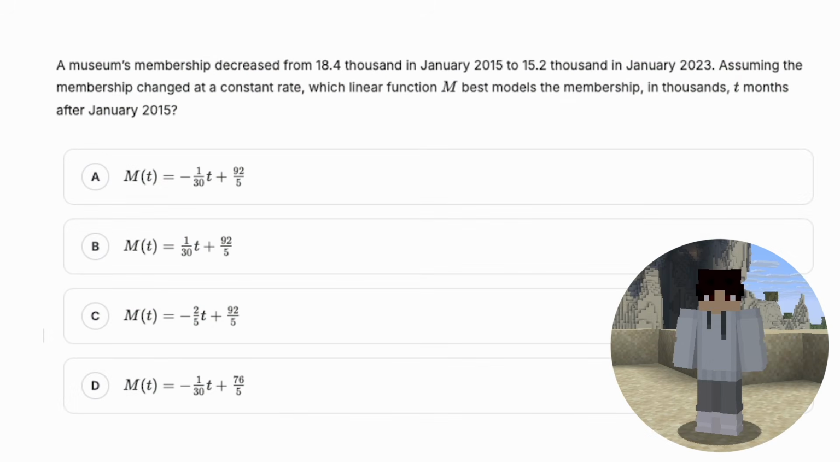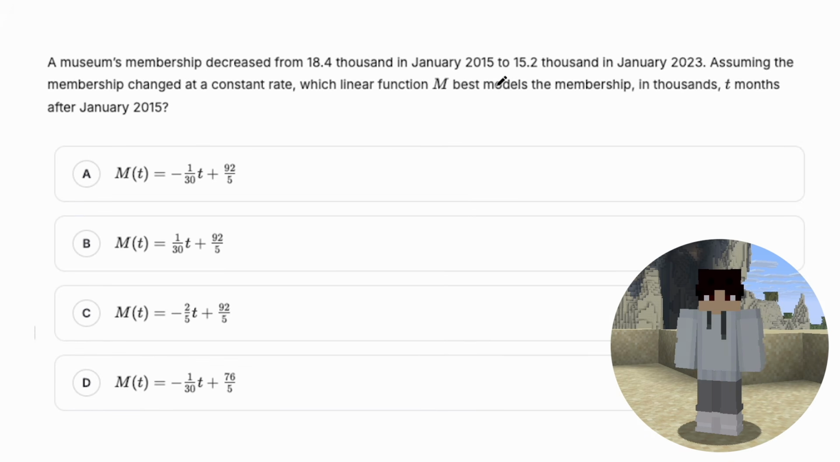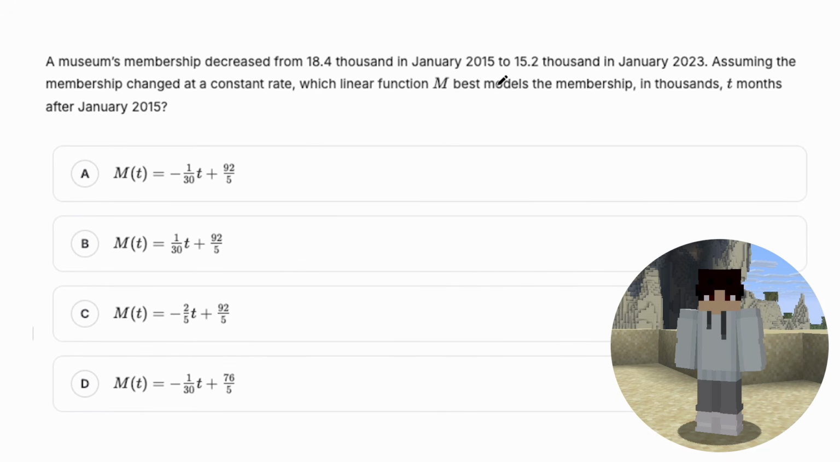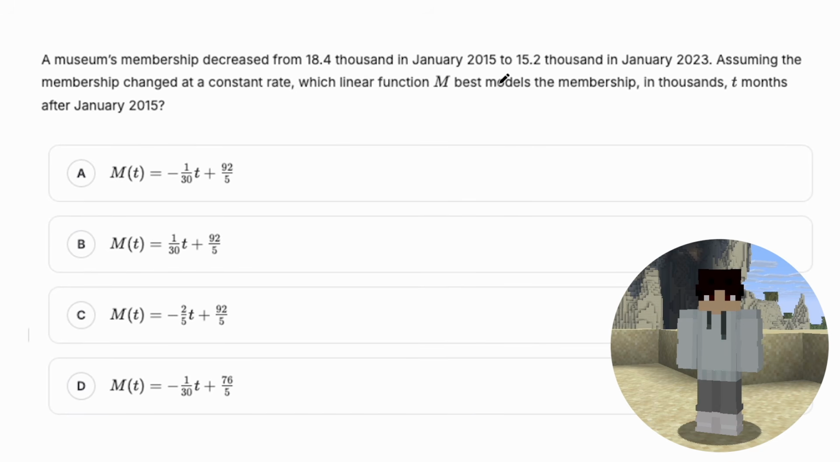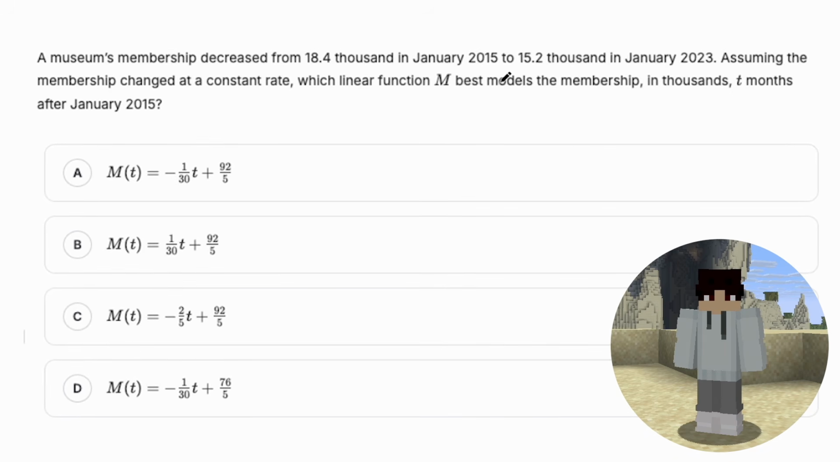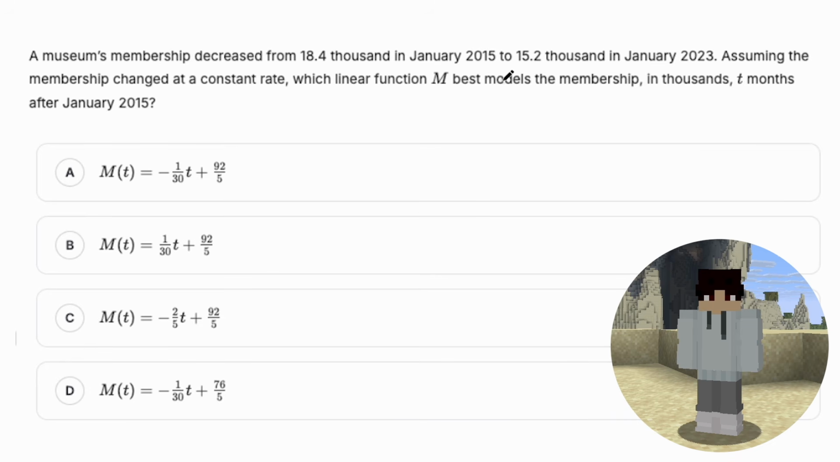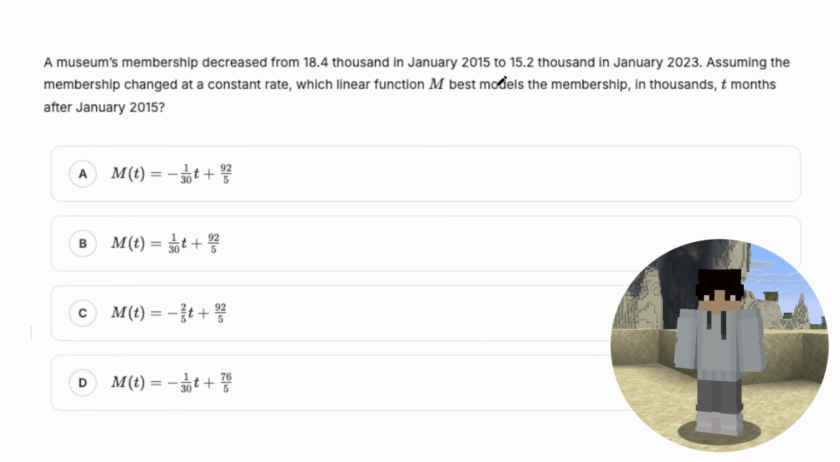A museum's membership decreased from 18.4 thousand in January 2015 to 15.2 thousand in January 2023. Assuming the membership changed at a constant rate, which linear function M best models the membership in thousands t months after January 2015? Now you may be thinking, how am I possibly supposed to do this problem? But there's actually a really easy way to do this.